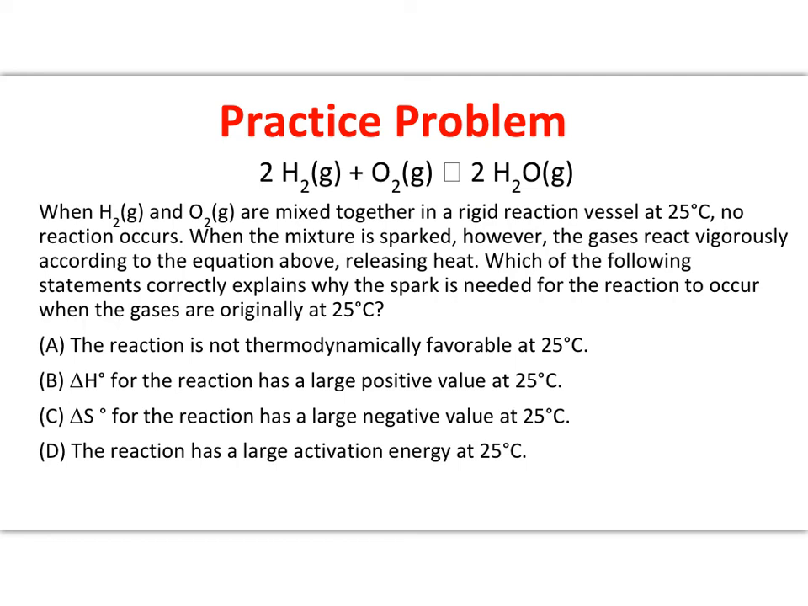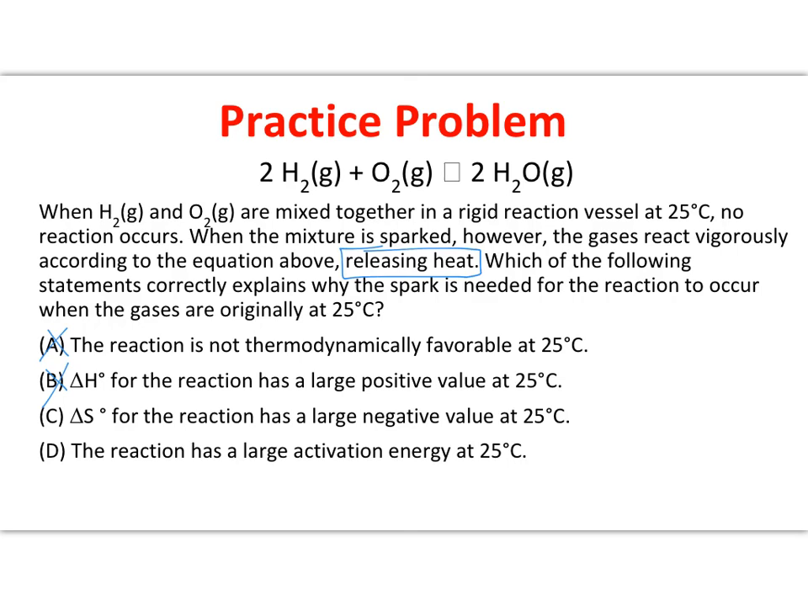All right, so if we go through these one by one again, choice A, the reaction is not thermodynamically favorable at 25 degrees Celsius. So the question is showing us that the spark is needed for the reaction to occur at 25. So if the reaction's occurring at 25 degrees Celsius, it's going to be thermodynamically favorable. So that one's out. Choice B, delta H for the reaction has a large positive value. That one is out because it tells us that heat is released, so it's an exothermic reaction.